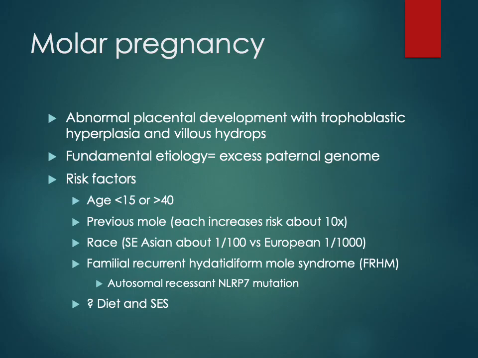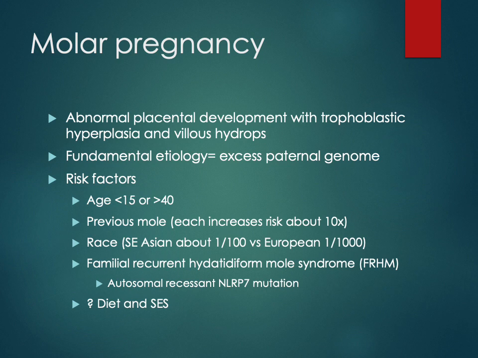We'll talk a little bit about moles, which you can kind of think about as a premalignant lesion. So this is an abnormal placental development with trophoblastic hyperplasia and villus hydrops. The fundamental etiology is excess paternal genome, and that's sort of the thing that drives the moles. We talked about bimodal distributions a couple times today. This is another one for molar pregnancies.